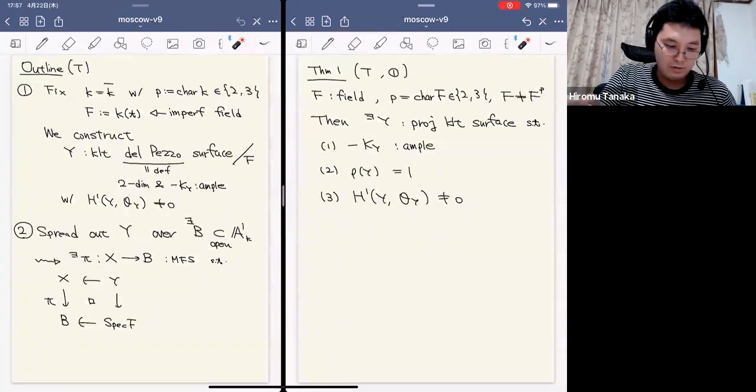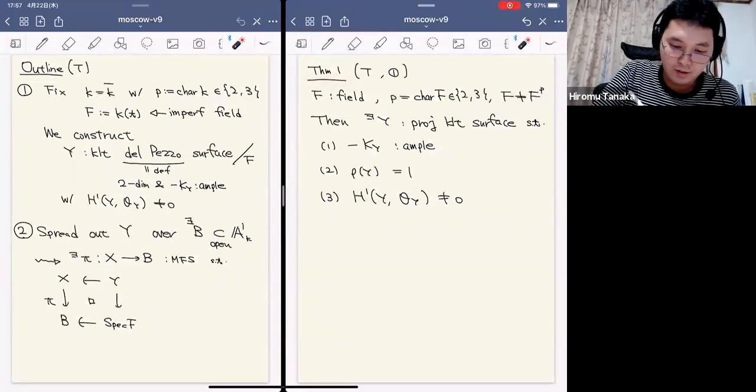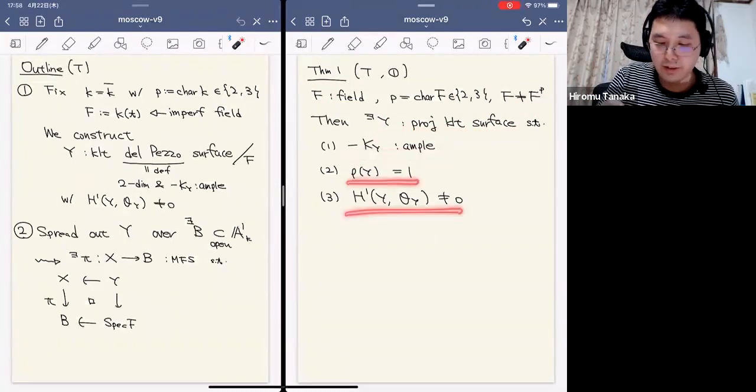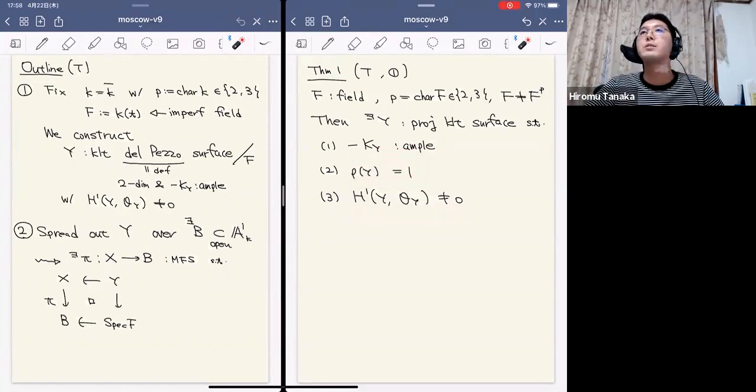Okay, so in this theorem, less information is added, but the situation is a little bit generalized. So we take an imperfect field of characteristic 2 or 3. Then we can find a pathological example, which means that Y is a projective normal surface over F, and minus K is ample, and the Picard number is equal to 1, and H^1(O_X) is non-zero.